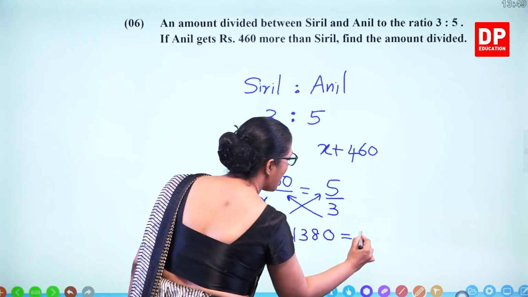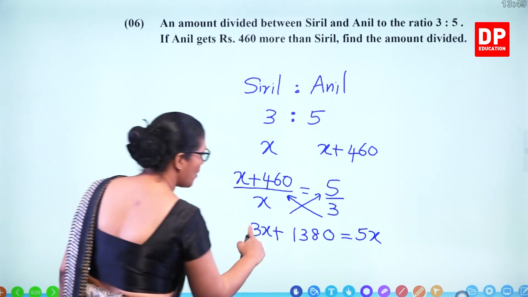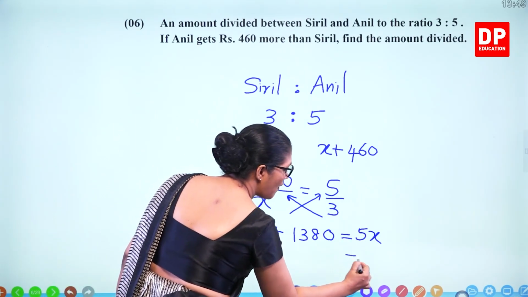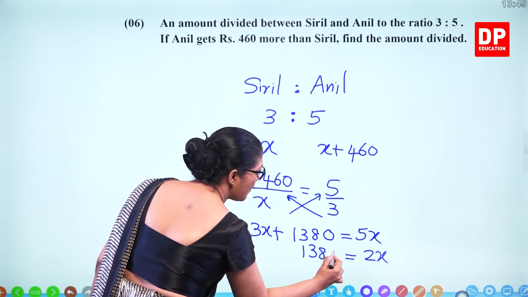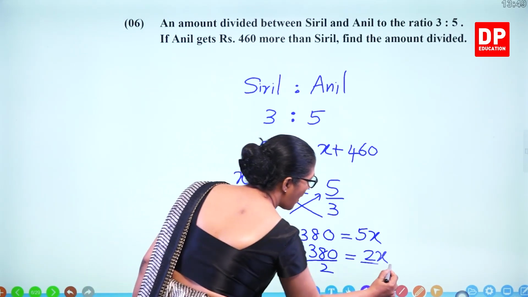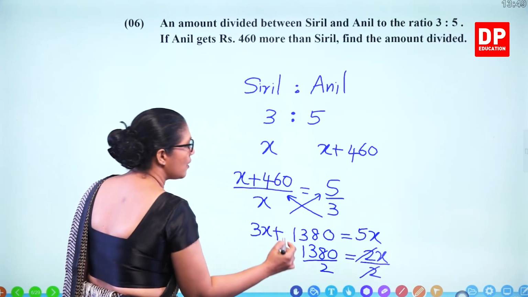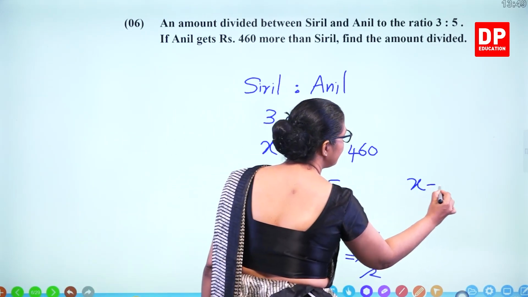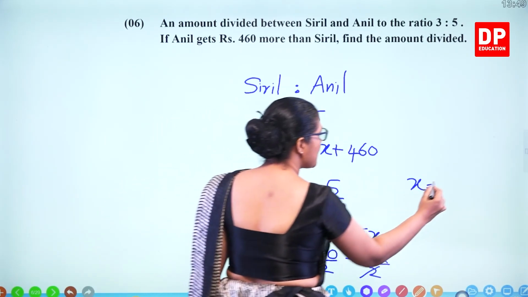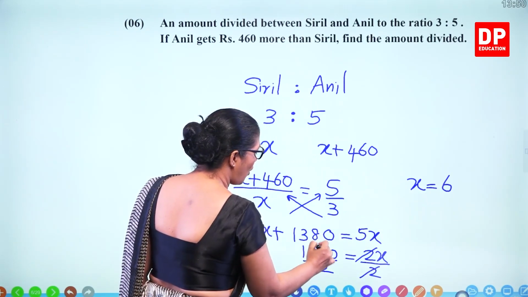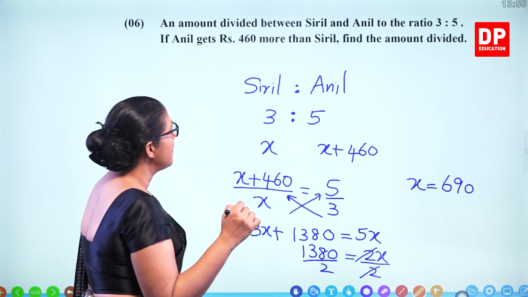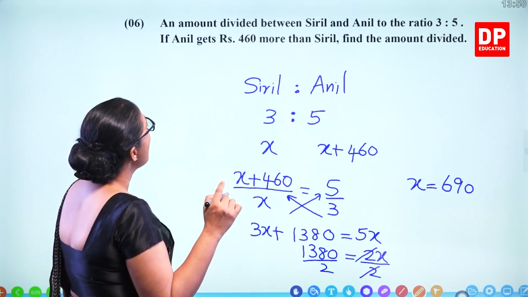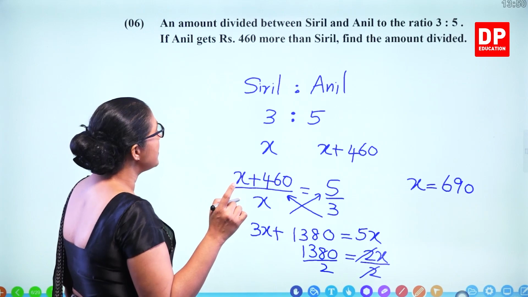And here 5 times x, 5x. Now when you take 3x to this side, 5x minus 3x, 2x is equal to 1380. Divide this by 2. You get x equals 2 times 6, 12 for 18, that's 9. So 690 there. So here they are asking find the amount divided.